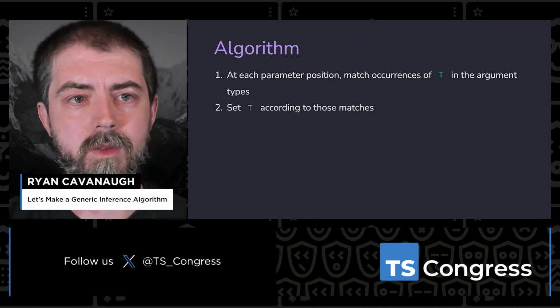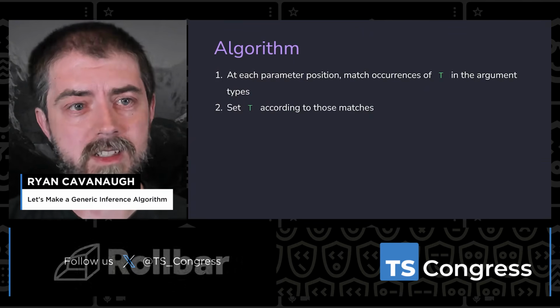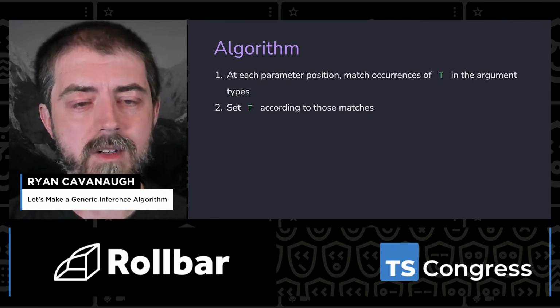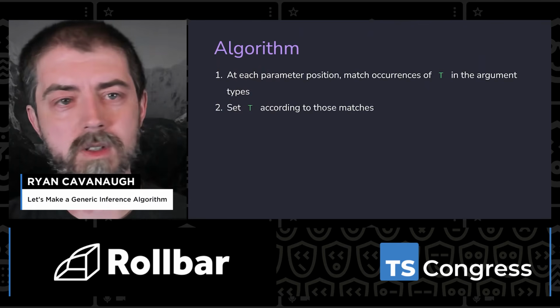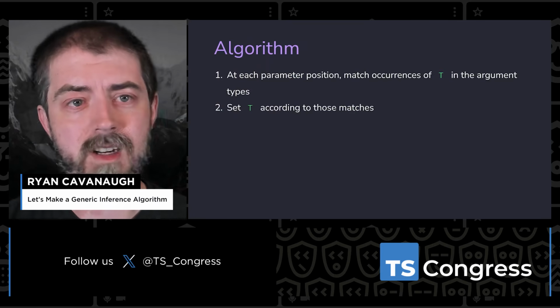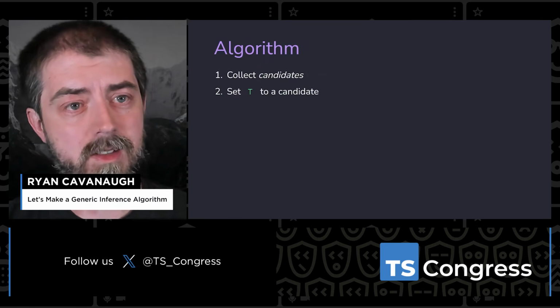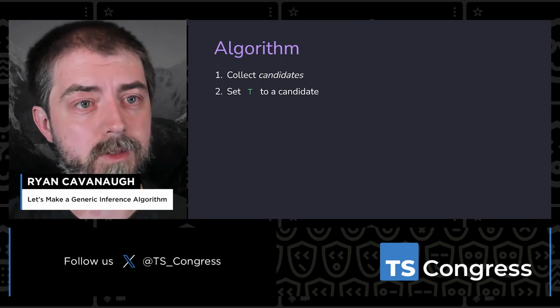Really good. So we might write that down as: at each of the parameter positions, we'll look for t's and line them up with the argument types, and we'll set t according to those matches that we found. I need to shorten this text as we change it over the course of the talk. So I'll talk about step 1 as collecting candidates by doing that matching process, and we'll set t to a candidate from the set that we found.